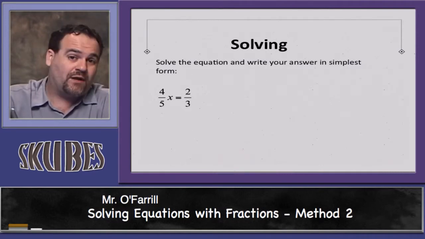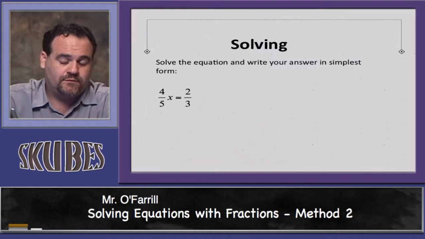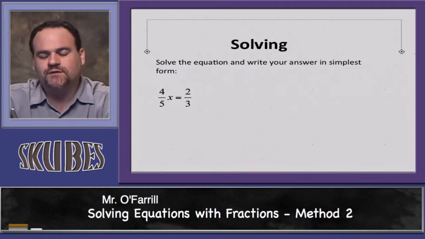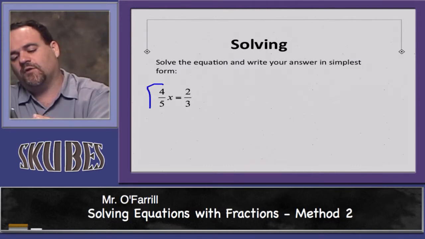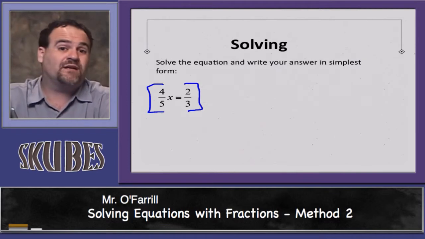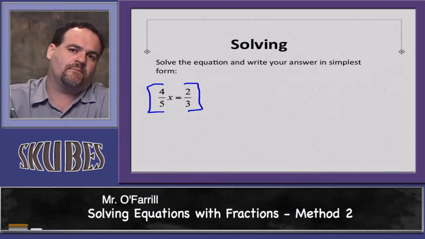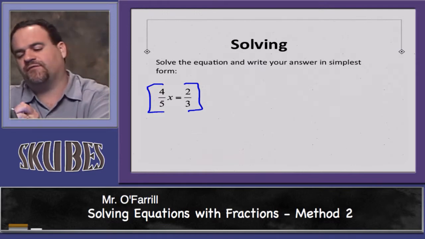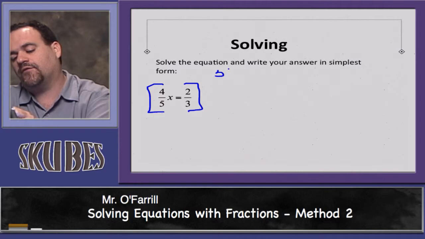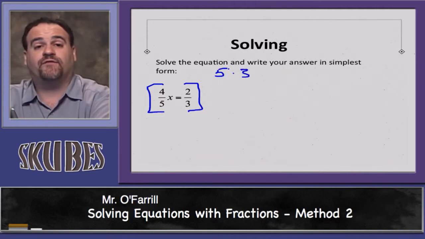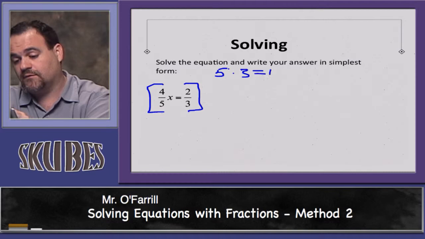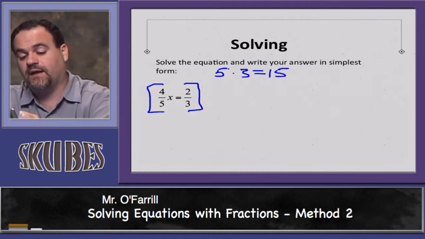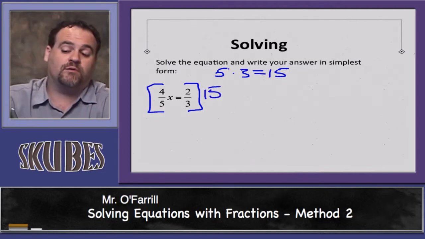Even though multiplying by the reciprocal or using the keep, change, flip method may have not been any kind of an issue to you, we can still use the same method here. We're going to multiply everything by a single number to get rid of those denominators. What number do you think we're going to use? Well, the denominators are 5 and 3, and 5 times 3 is 15. So that's what we're going to multiply everybody in this problem by.